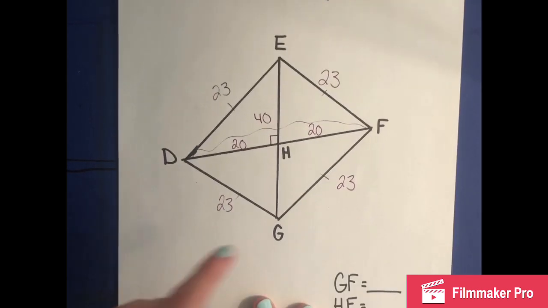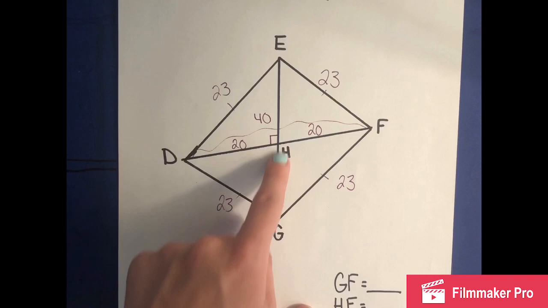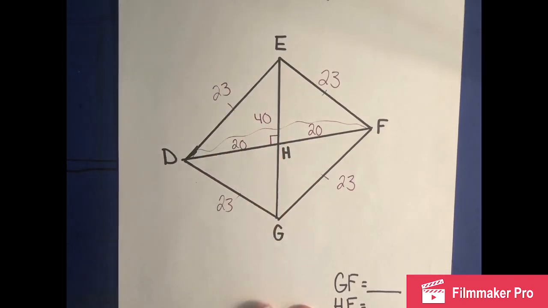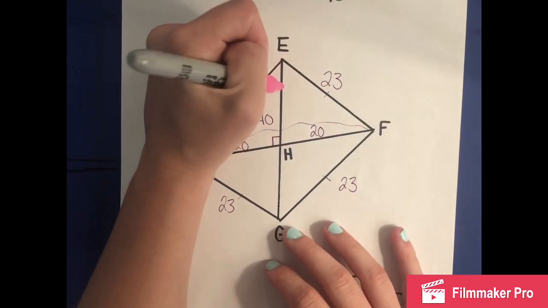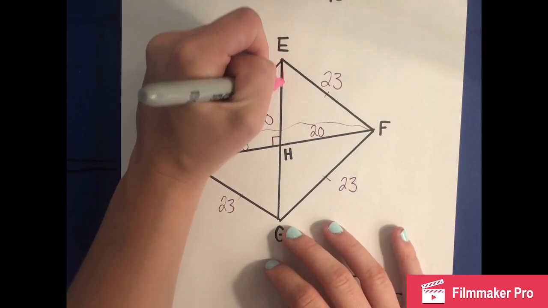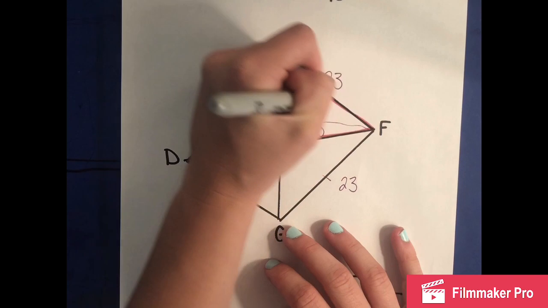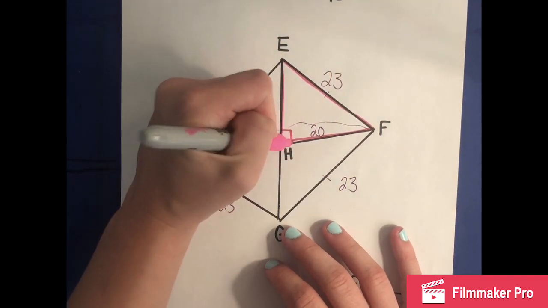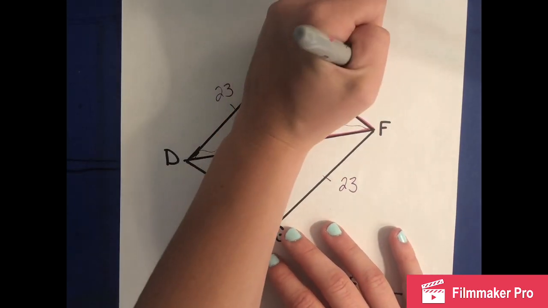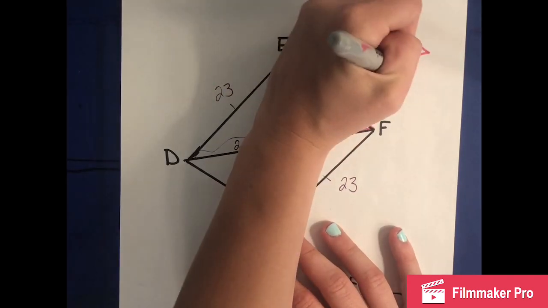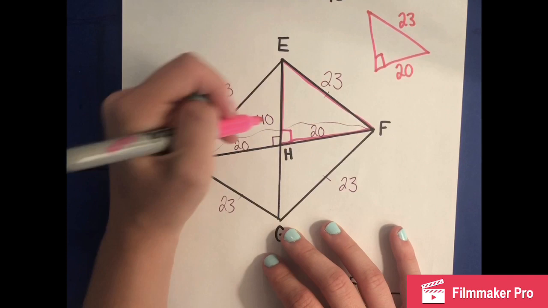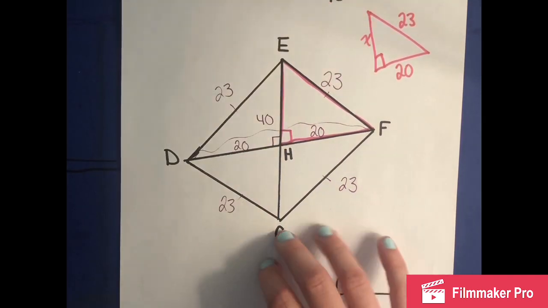So we want to also find potentially this inside one, just because I know they're going to ask for it, because I've done the problems already. I'm going to look at this really pretty triangle right there, with its right angle here. And I'm going to draw it out. This is 20, this is 23. Let's just throw x there for right now, okay?